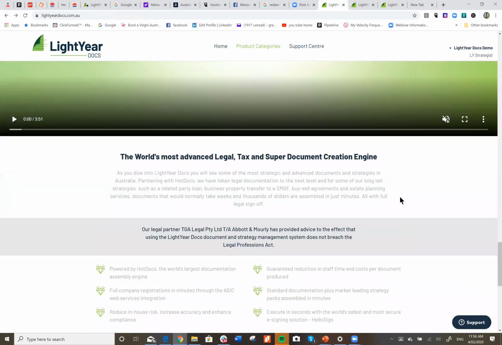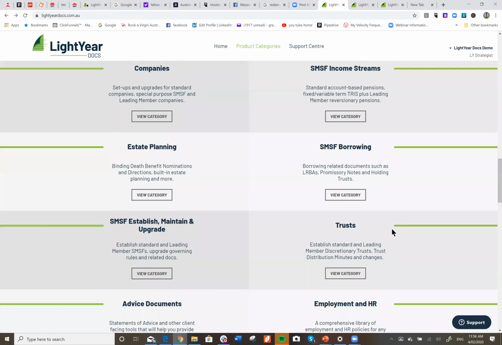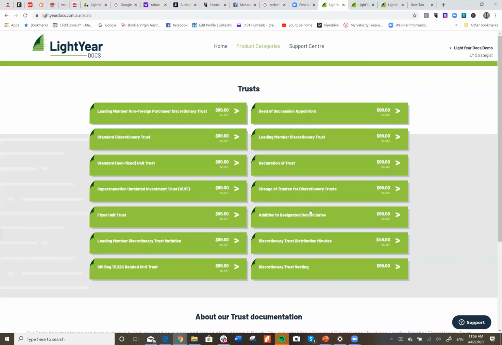I don't want to spend too much time on that. I just want to take you through. You've got a whole range of trusts there, trust variations, which you see change of trustees, addition to designated beneficiaries, deed of succession, which is really important for those who've got current ones. Given the information that we've had a look at, I'll look at the support centre very shortly. You can virtually upgrade the whole of your discretionary trust deed if you want. Superannuation unrelated investment trust is great for property development. You've got fixed trust there for New South Wales if you want to make sure that you can get a land tax threshold just for that trust. It's a unit trust. It's not a discretionary trust.